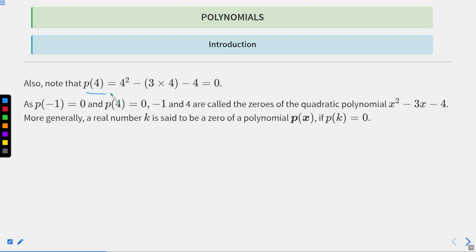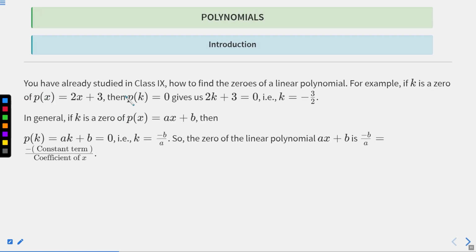So here, more generally, a real number k is said to be a zero of a polynomial p of x if p of k is equal to 0. So if p of k is equal to 0, then x is equal to k is called a zero of that polynomial. Here you see at x equal to minus 1 and x equal to 4, the value of p of x is equal to 0. So minus 1 and 4 are the zeros of the quadratic polynomial x square minus 3x minus 4.